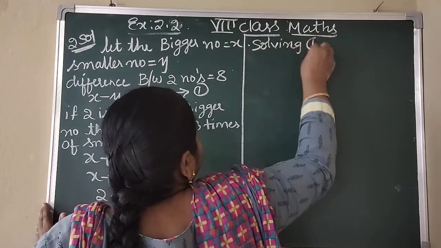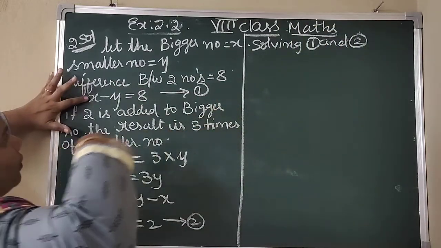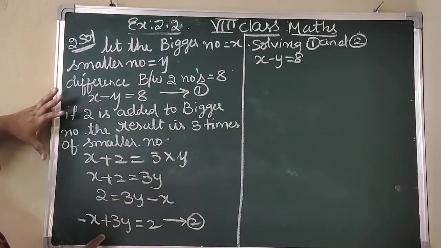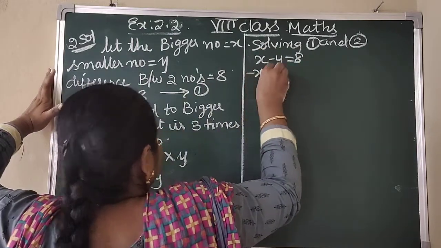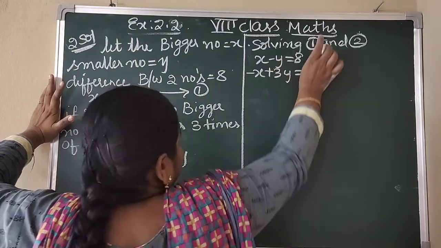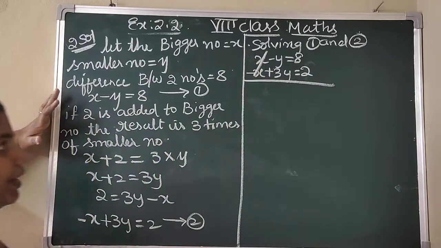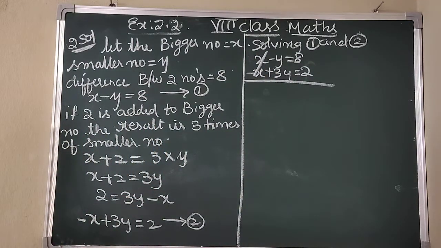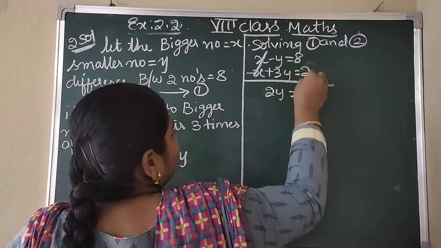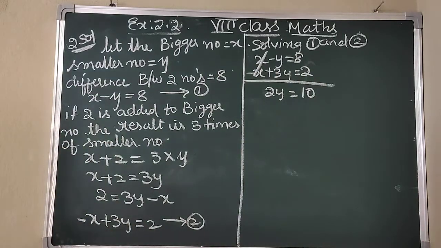Solving 1 and 2. So what is the first equation? That is x minus y is equal to 8. And the second equation is minus x plus 3y is equal to 2. Okay, so here plus x minus x will get cancelled. Minus y plus 3y will be 2y is equal to 8 plus 2, which will be equal to 10.